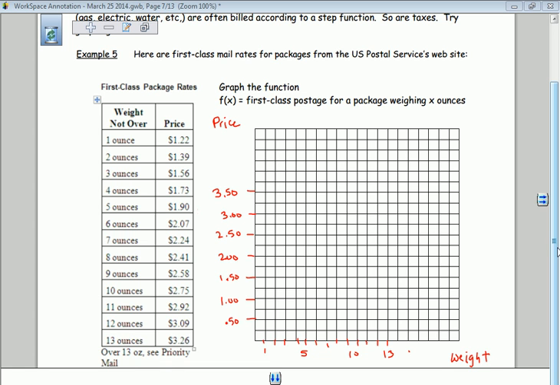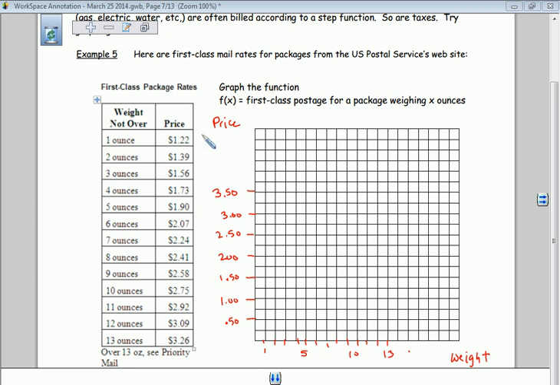Okay, so if we were trying to graph this data, what would that look like? Pretty jumpy. It would look like stairs. It sure would. It would look exactly like stairs. So, I'm going to try to graph this. I have weight on this axis, price on the vertical axis, so this is my independent, my dependent variable. Weight not over 1 ounce. So somewhere between 0 and 1.